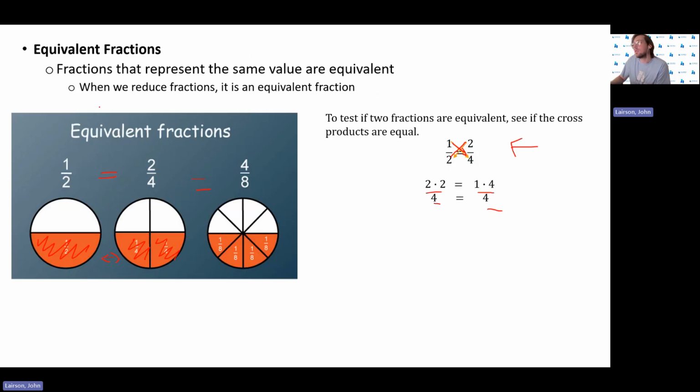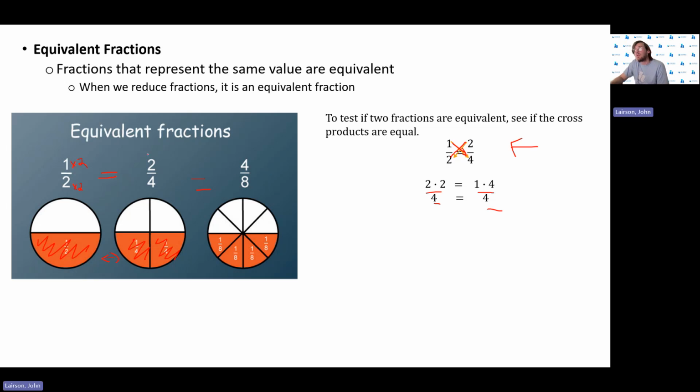And what I'll say here as well, before I move on, is that to get an equivalent fraction, all you need to do is multiply the top and bottom of the fraction by that same number. So if I ask myself, how do I go from 1/2 to 2/4, I'm multiplying the top and bottom by the same number, times 2. 1 times 2 is 2. 2 times 2 is 4. If I want to go backwards, I can divide.